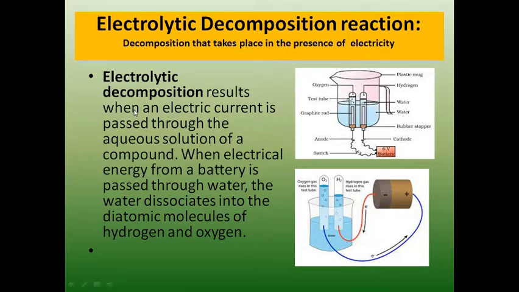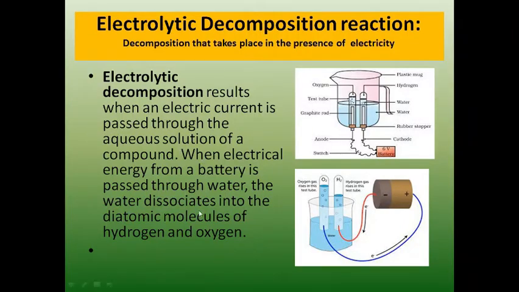Now what do you conclude? What do you conclude from this experiment? We conclude that when electric energy from the battery is passed through water, the water dissociates. Dissociates means splits into diatomic molecules of hydrogen. Diatomic means 2H2, okay, and one molecule of oxygen.